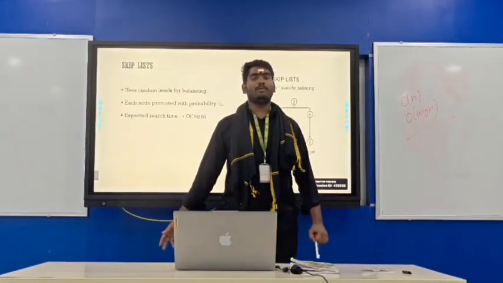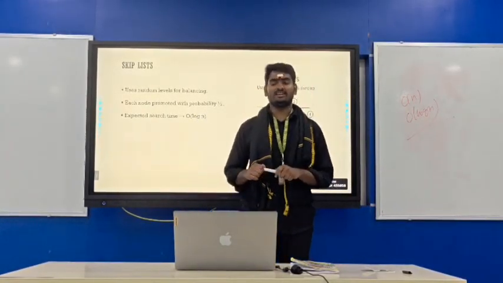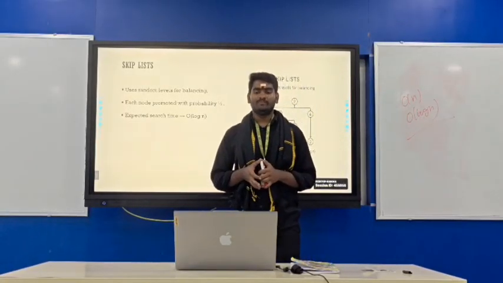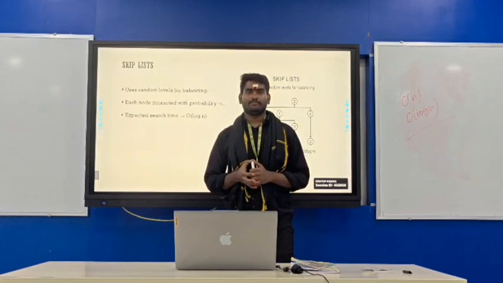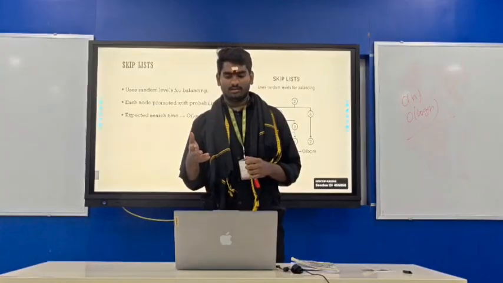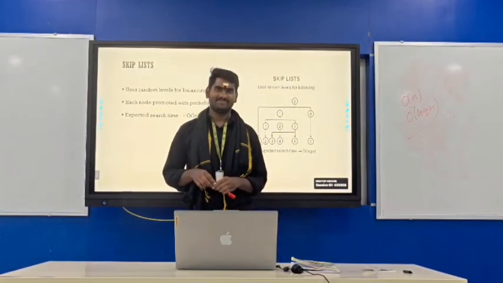A skip list is a probabilistic data structure that allows fast search, insert and delete. A skip list is like a linked list with extra shortcut levels. Each element has a higher probability of reaching a higher level.